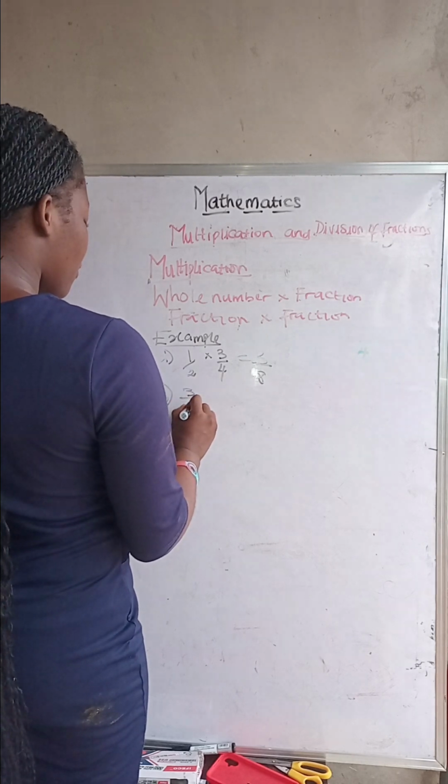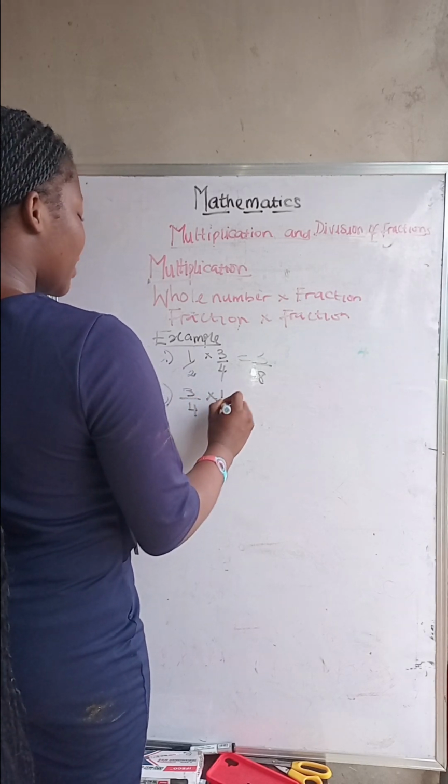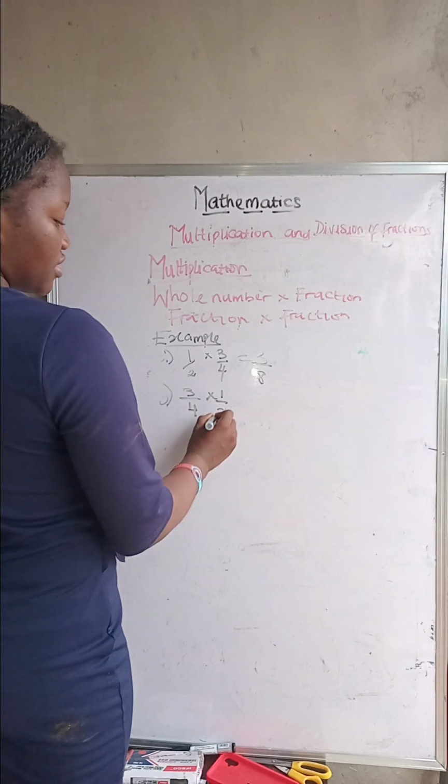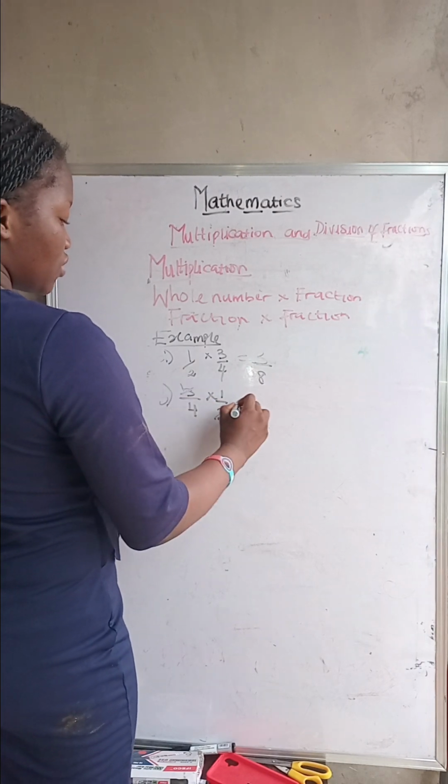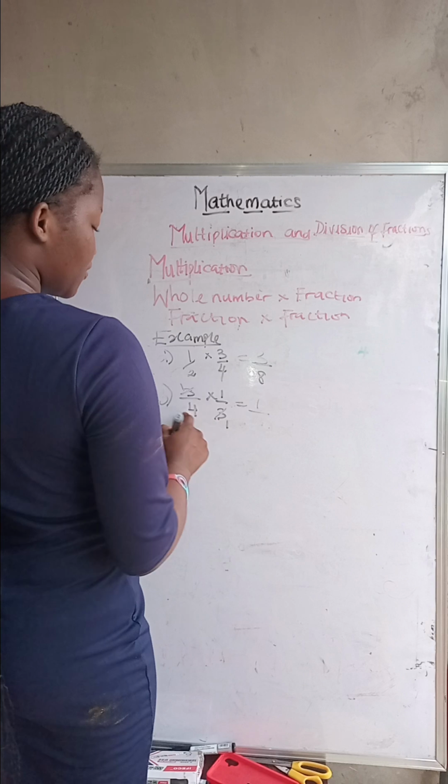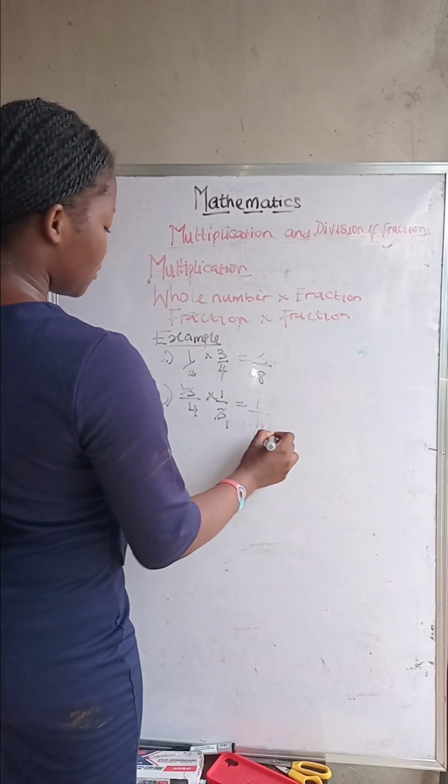3 over 4 times 1 over 3. 3, 3. They are factors of each other. Cancel. So we have 1. 1 times 1 is what? 1. 4 times 1 is 4. That's 1 over 4.